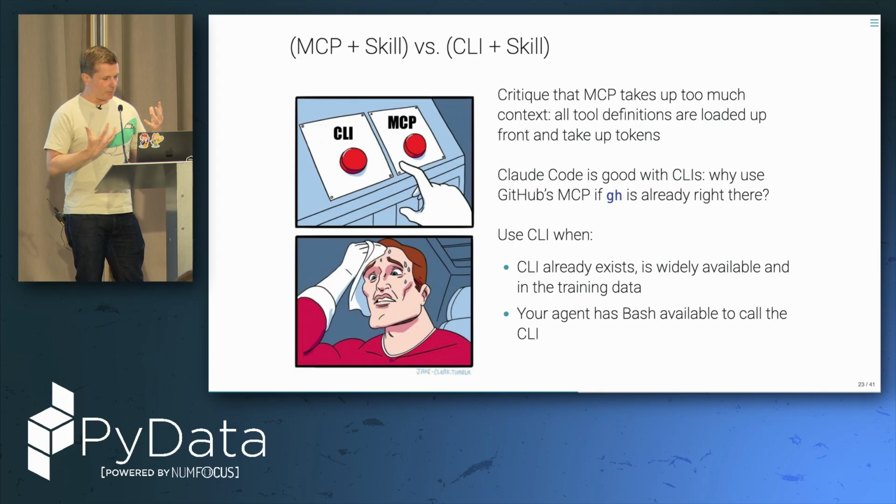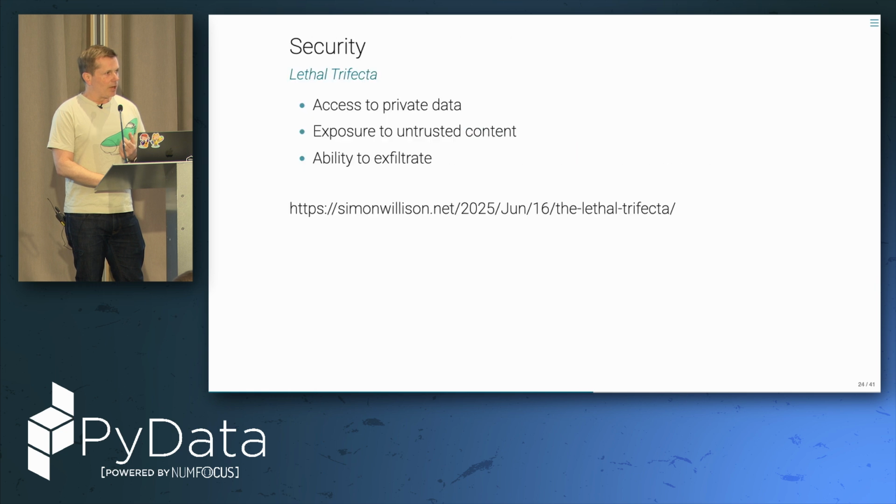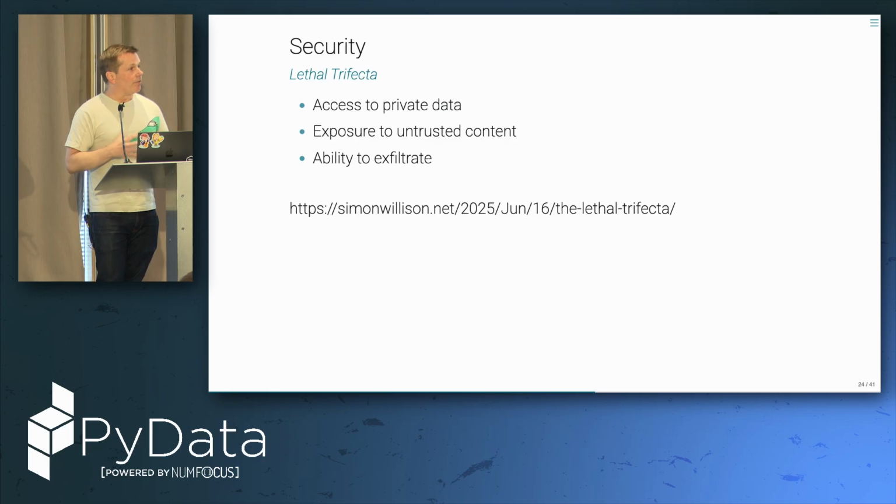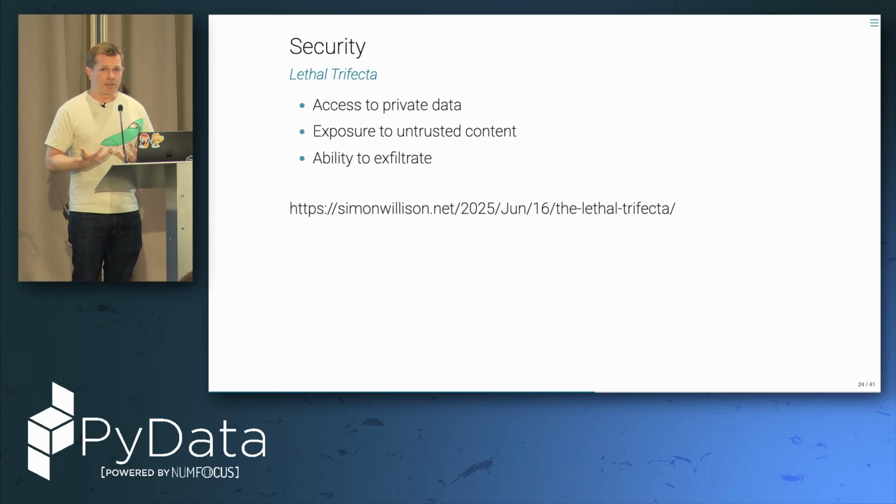So that was one set of critiques of MCP versus command line utilities. There were also, at the time, a number of security vulnerabilities exposed using MCP servers, and so I really think it's important to talk about security. It's not strictly a critique of MCP, because command line utilities can also expose you to these types of things as well. I think a very useful framework is the lethal trifecta that Simon Willison has written about.